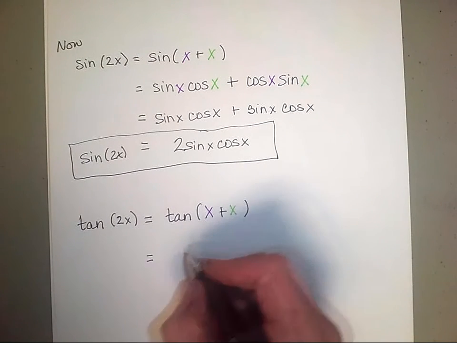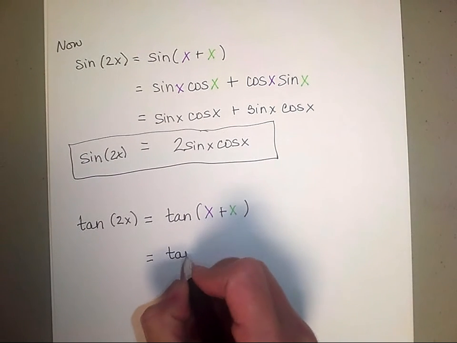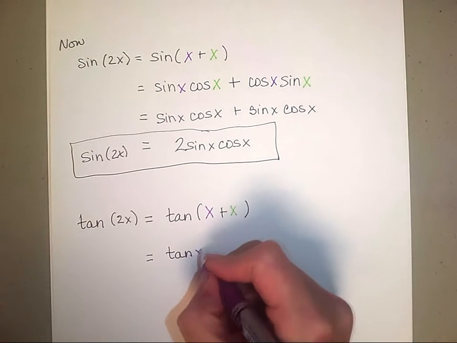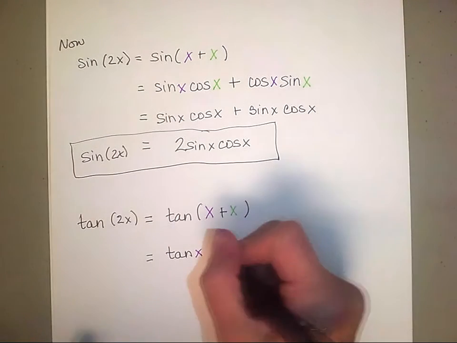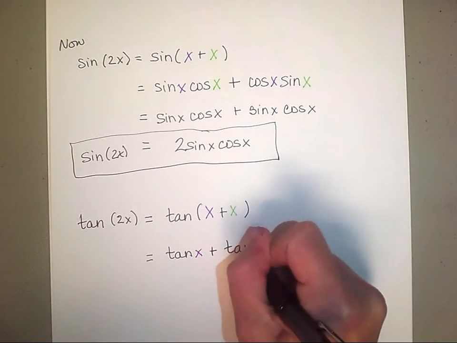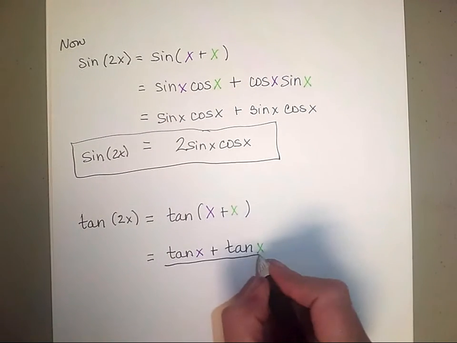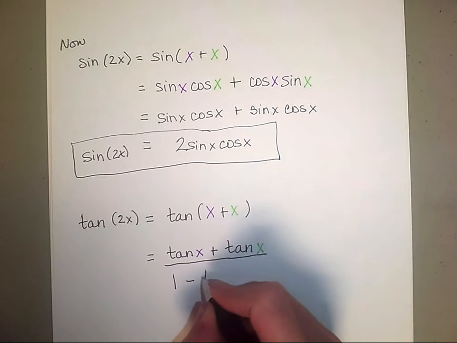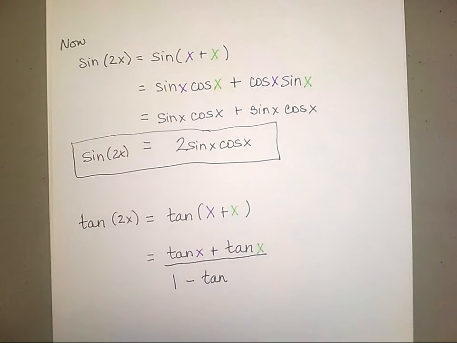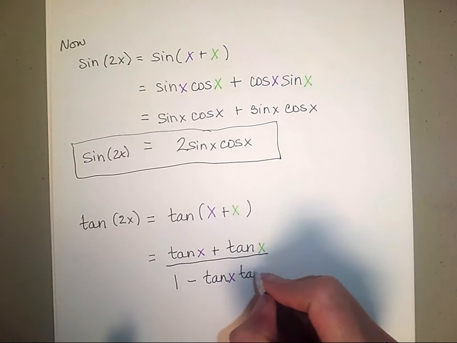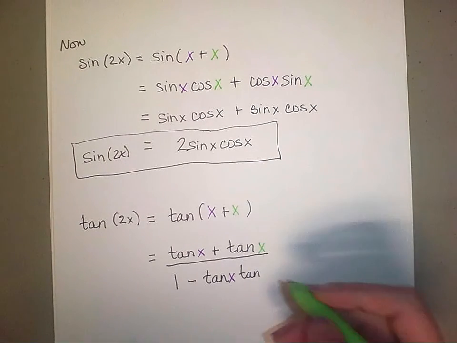So when we apply the tangent formula, remember it's the tangent of the first, which is x, plus the tangent of the second, which is also just x, over 1 minus their product, the tangent of the first, which is x, and the tangent of the second, which is also just x.